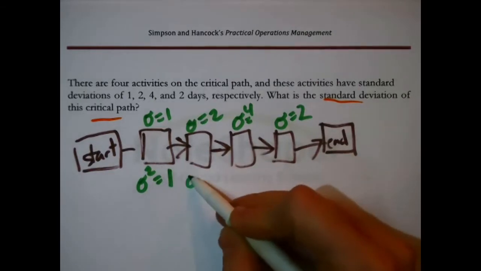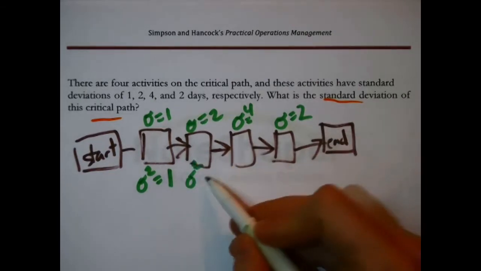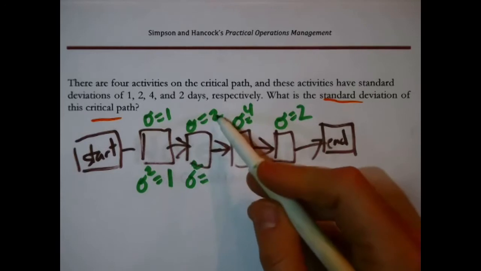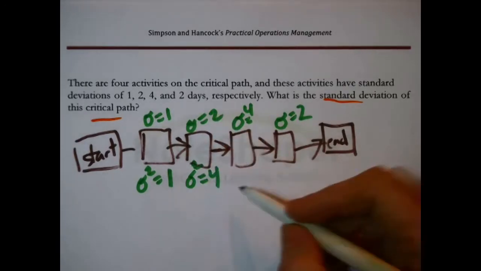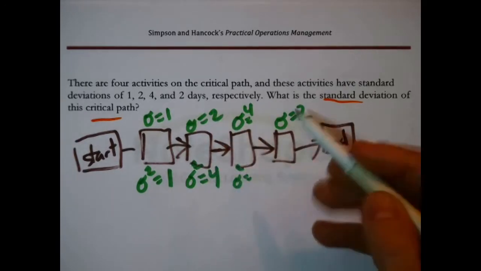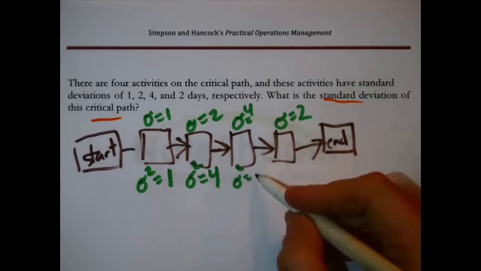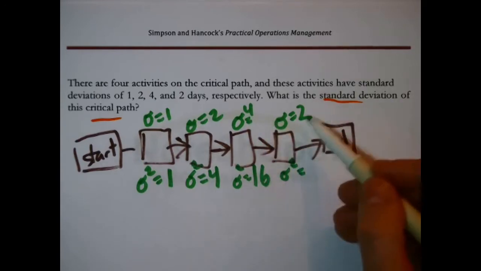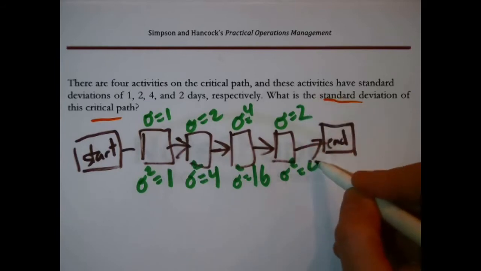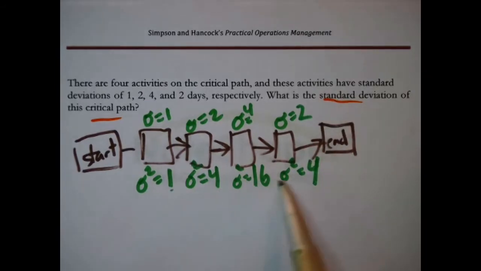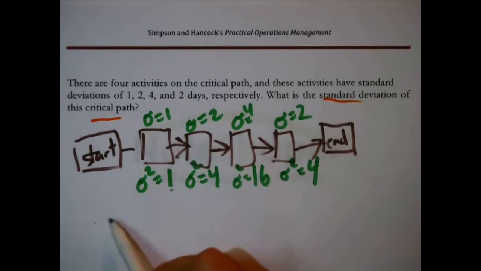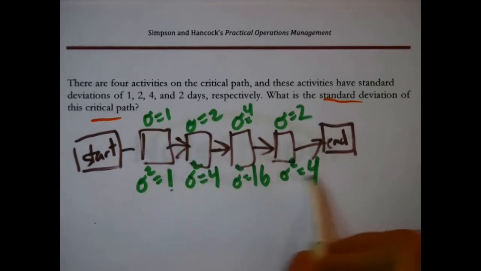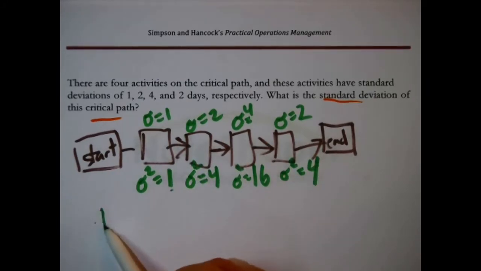But then it starts to matter. The variance in the second task is 2 times 2, or 4. The variance in the third task is 4 squared, or 16. And the variance in the last task is 2 squared, or 4. These you can add up. We add these up and we get the path variance.